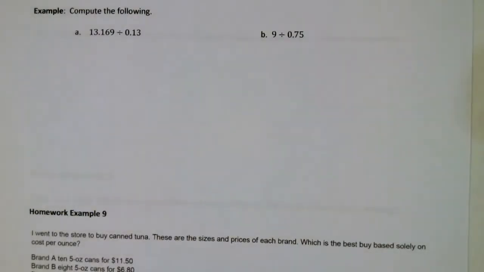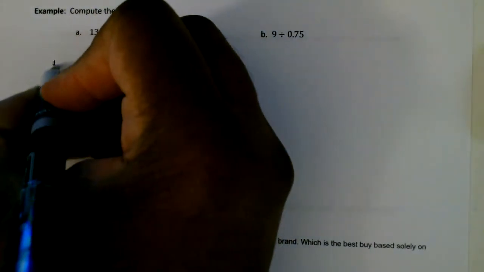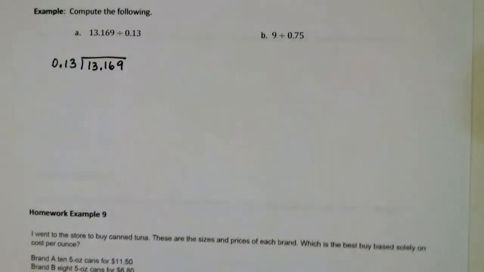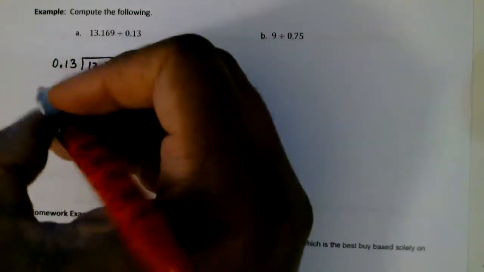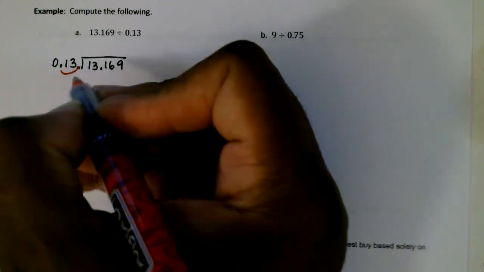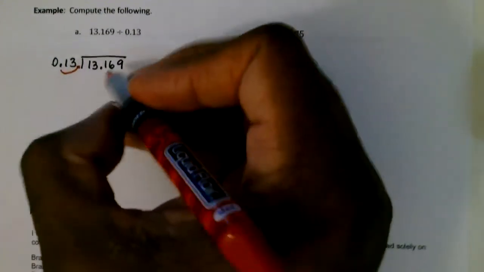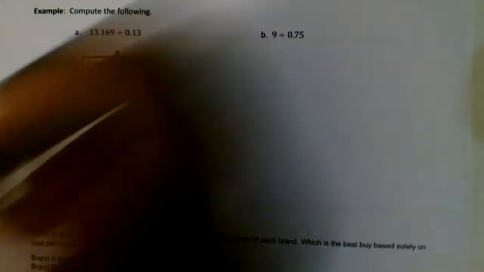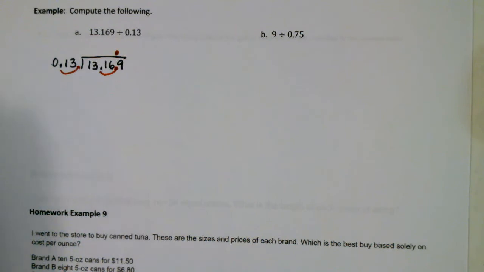Okay, now, let's say I want to compute the following here. I'm going to use long division in this case. So here I got 13.169 divided by 0.13. Now I want to make that divisor a whole number. So I need to move this decimal point 2 places to the right because I want that a whole number. Well, if I'm going to move that decimal point 2 places to the right here, I got to do the same thing here. Move this decimal point 2 places to the right. So the decimal point would be behind the 6. Now I'll pull the decimal point straight up in that quotient. And now we're going to do the long division.